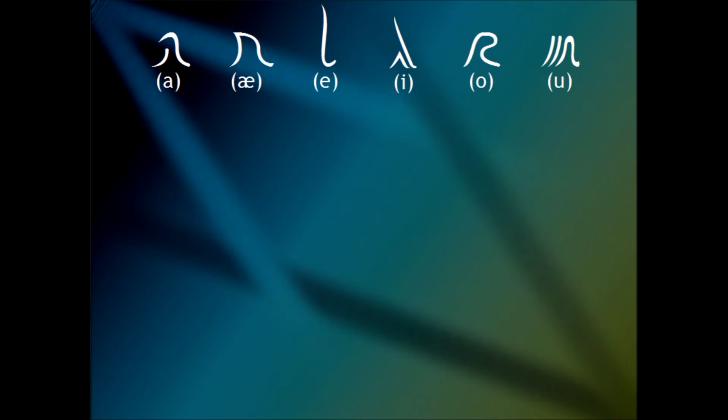E, I, O, and finally U. Once again from left to right. A, Æ, E, I, O, U. The remaining letters of the alphabet are all consonants.